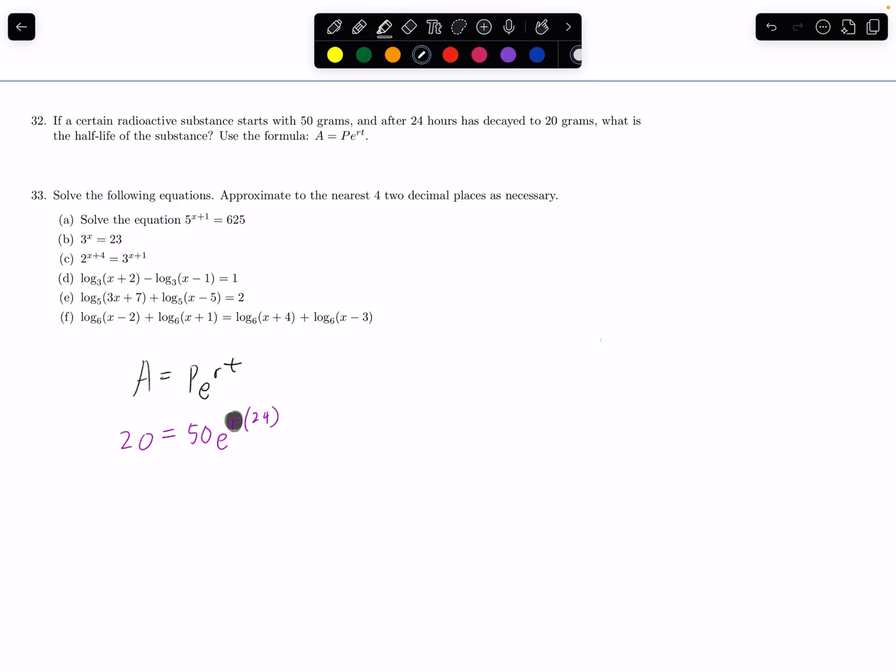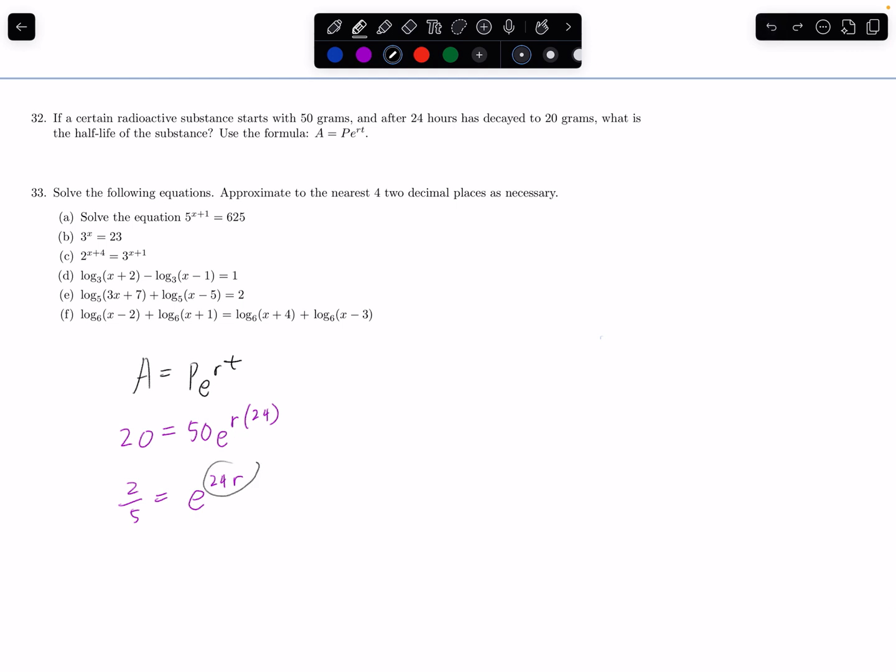So that kind of tells us what to solve for almost without really understanding the question. You can just fill in the formula, fill in the parts that you're given, and then you kind of know what you should solve for first. So let's go ahead and do that. First thing I'm going to do is just divide both sides by 50. That's going to give me 2/5, right? 20 divided by 50 is 2/5, equals e to the, I'm going to rearrange these, and instead of R times 24, I'm going to write that as 24R.